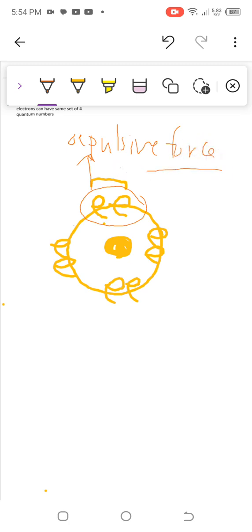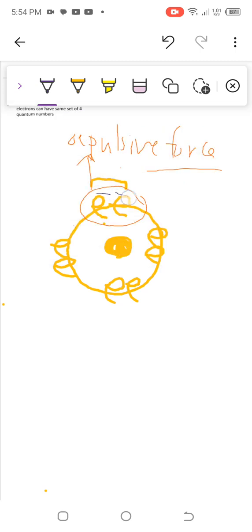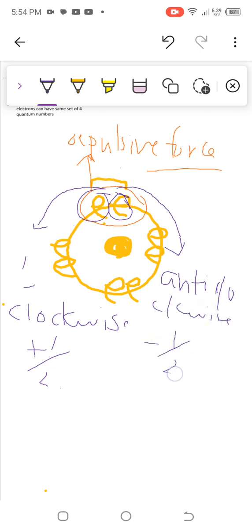Why do they both put it? Because both have negative charge, so both will repel each other, a repulsive force. So when the repulsive forces are done, one electron revolves in this direction, another will revolve in this direction. This one is revolving in the clockwise direction, and for that we have given plus 1 upon 2, and this is revolving in the anti-clockwise direction, and we have given minus 1 upon 2.